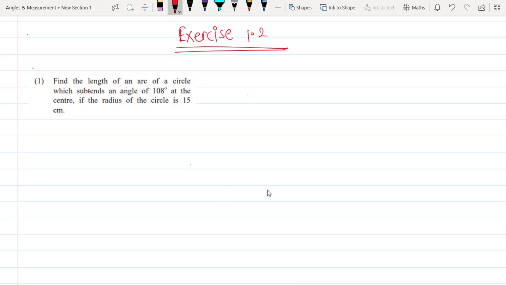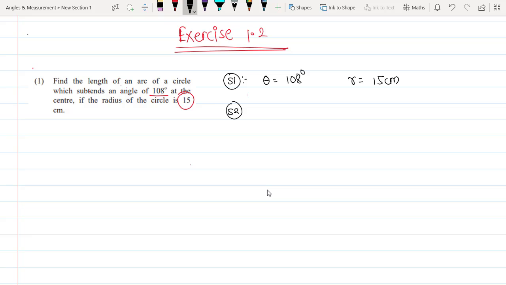Find the arc length of a circle which subtends an angle of 108 degrees at the center if the radius of the circle is 15 centimeters. I hope you can do this now. It's very simple. Step number 1 is what? Write down the given information. Theta is given as 108 degrees and the radius of the circle is given as 15 centimeters.